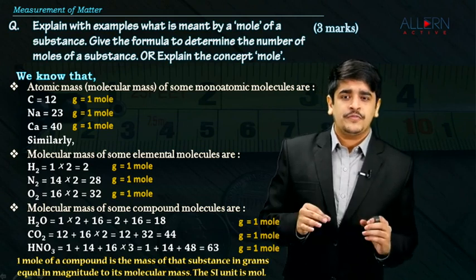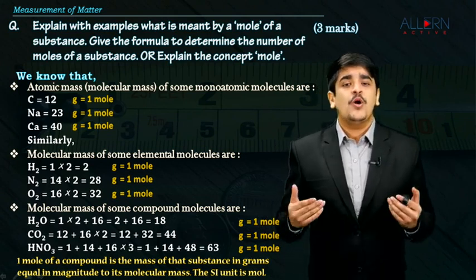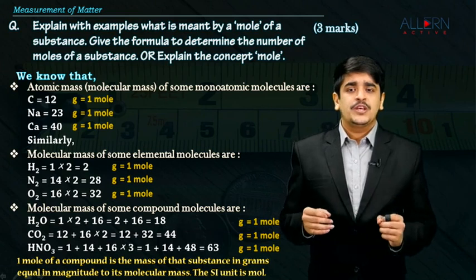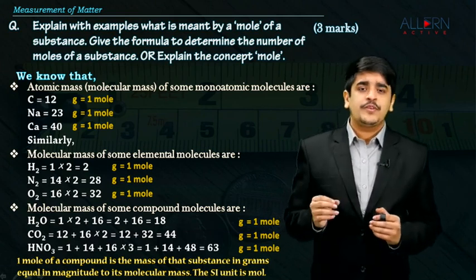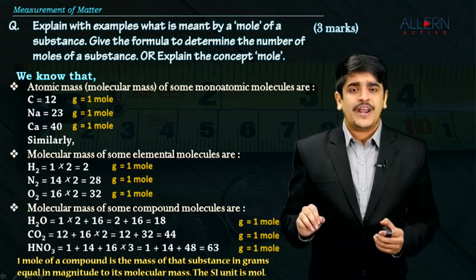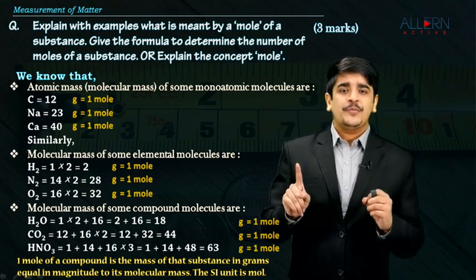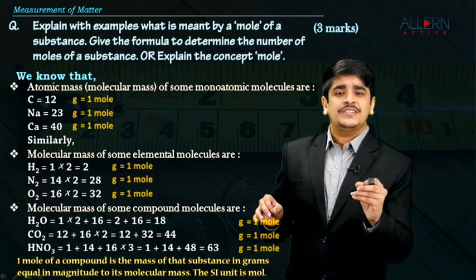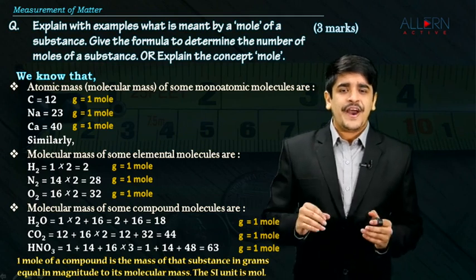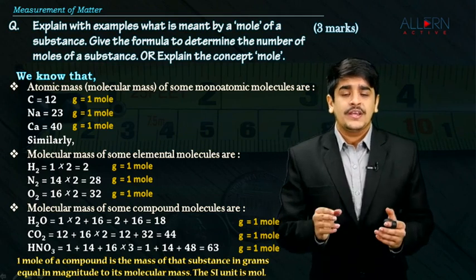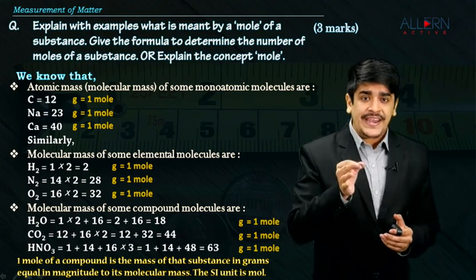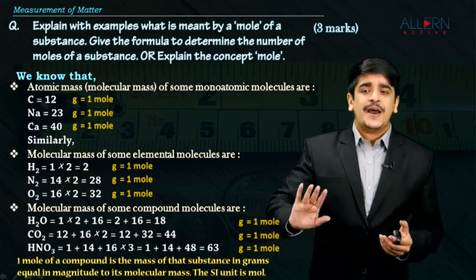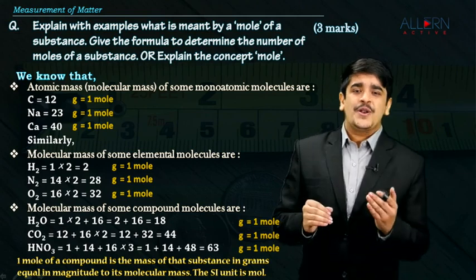Finally, to top it off, we have molecules which are in the form of compounds. The first one is water, given in the formula H2O. What is the mass of an atom of hydrogen? 1. How many do we have? 2. So 1 into 2. What is the mass of an atom of oxygen? 16. How many do we have? 1. So 16 into 1. Now that is 2 plus 16 gives me 18. If I have 18 grams of water, I have 1 mole of water.